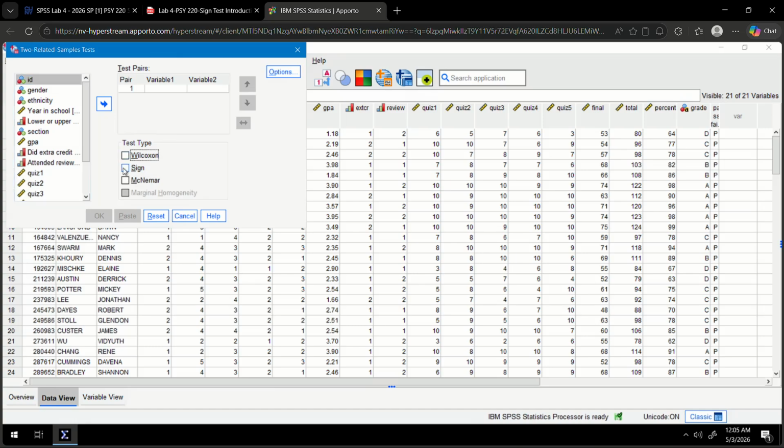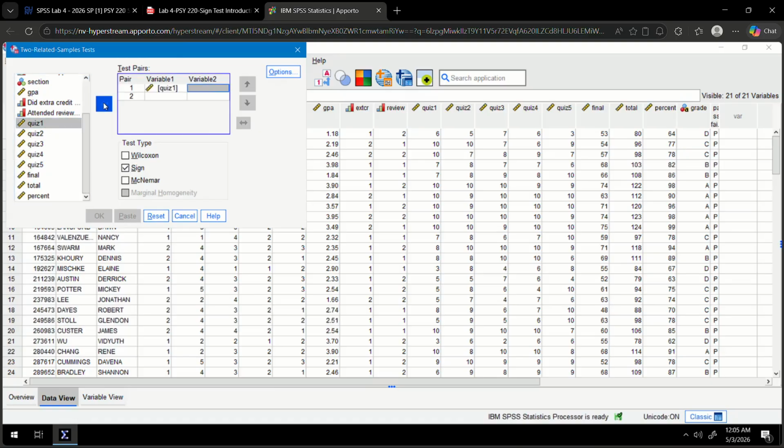You're going to check off Sign in the middle here. And we're going to look at quiz 1 and quiz 2. So we're going to do quiz 1 first. And then quiz 2, and is there a difference between quiz 1 and quiz 2? Same individuals in both conditions, right? So you could run paired samples t-test or correlated groups t-test, right? But if there's a problem with the sample or a problem with the skewness in the sample, heavily skewed, then we're stuck running the sign test.